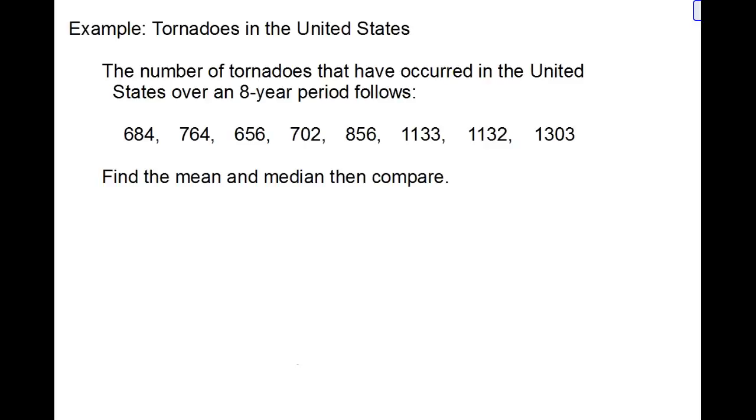Again, my first order of business, whenever I'm looking for the mean, is to determine if it is a sample or a population. Well, this is a sample because we're talking about an 8-year period. And in the United States, there's been more than 8 years in which we have had tornadoes. So I'm going to have X bar, which is my sample mean, and I'm going to add up all the numbers. And when I'm adding these up, it doesn't really matter what order I add them.